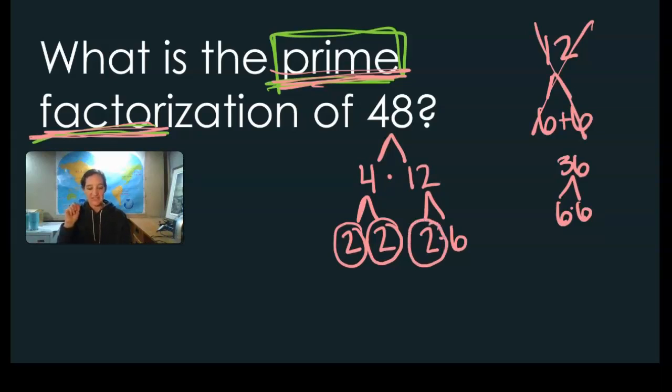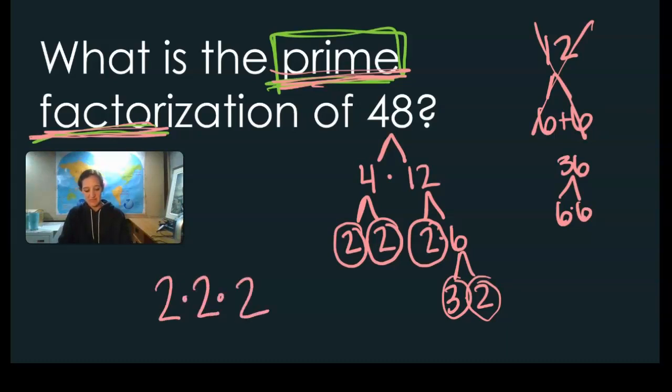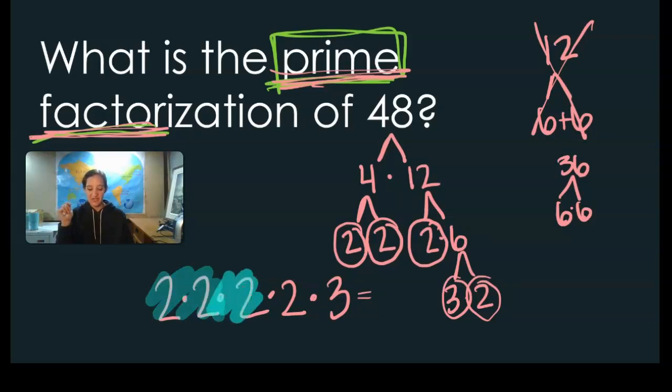So back to this, 2 is prime, and 2 factors for 6 are 3 times 2, and both of those are prime. So the last thing I need to do is list these out in order from least to greatest. 2 times 2 times 2 times 2 times 3. Okay, and I can times them together to check to see if it does equal 48. So 2 times 2 is 4. 4 times 2 is 8. 8 times 2 is 16. 16 times 3 is 48.